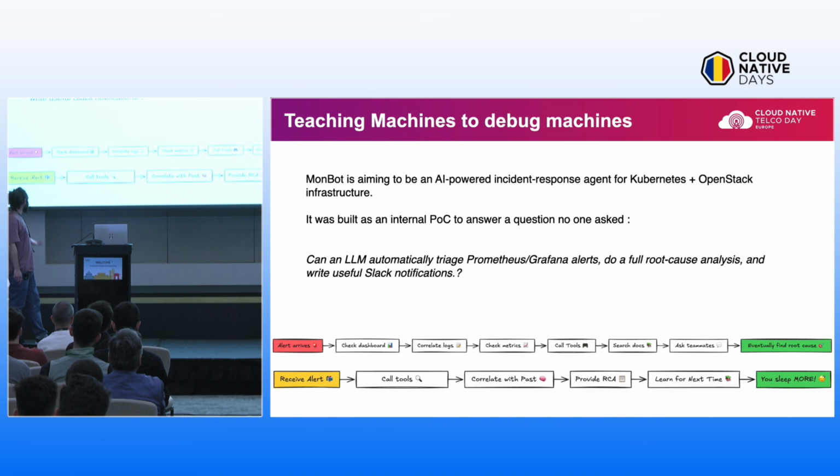What we thought about is that you still receive an alert, but the AI calls some tools. It does some correlation with previous incidents and how it investigated. It provides a root cause analysis for you. It learns for the next time. It stores everything, and then you get to sleep a bit more, hopefully.